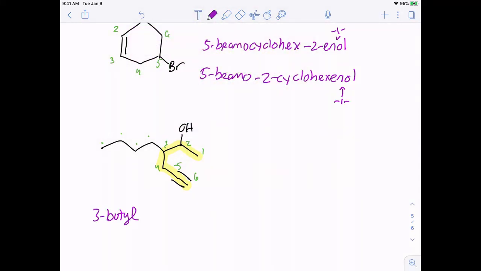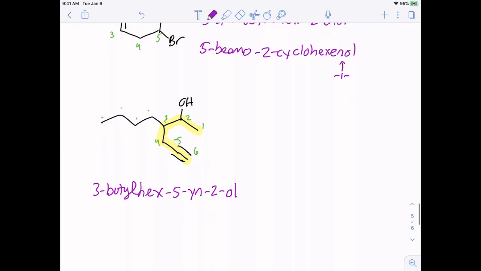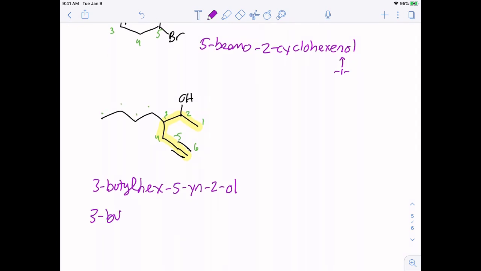I'm going to do the new method first. So I have 6 carbons. So hex. On the 5th carbon, I have an yne. I'm not done with it, so I'm not going to put the final E on there. And then on carbon 2, I have an ol group. So 3 butyl, hex, 5 yne, 2 ol. Other way, 3 butyl, 5 hex, yne, 2 ol.